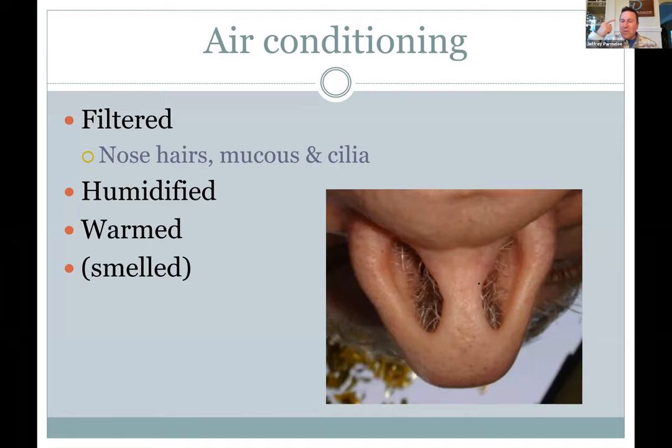Looking at the nostrils here, the hairs are going to be a good filter for bugs and big particles, so it'll stop them there. Of course, hairs are in that first part of your nose. Yes, I put my finger in my nose.